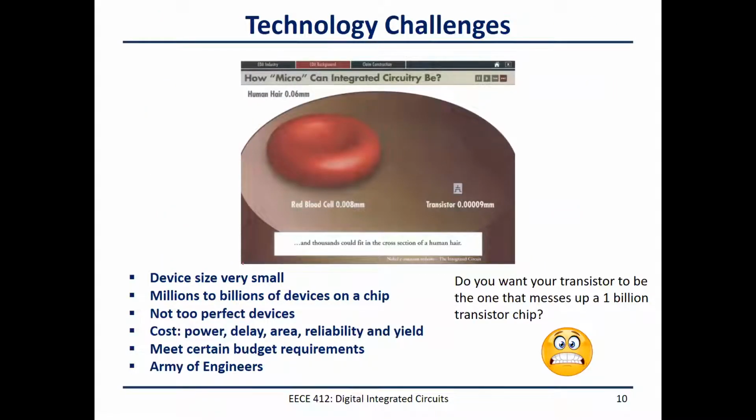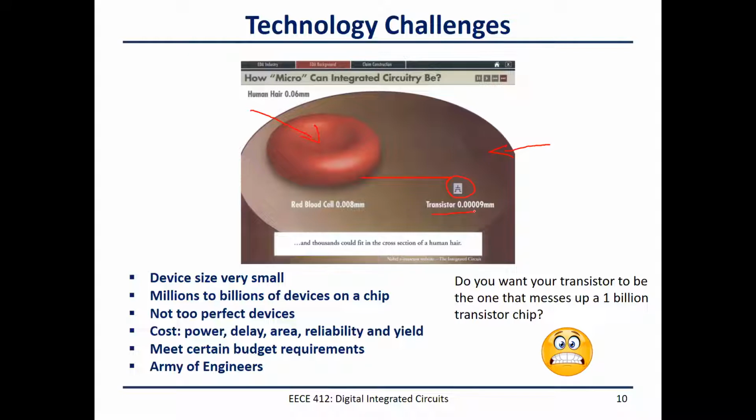Okay, let's look at this picture here. This big barrel that we have here is really a cross-section of the human hair. This red donut here is the red blood cell. And this gray thing here is the transistor. This is a transistor in 90 nanometer technology. Today, companies are already fabricating chips in 7 nanometer, and there is talk of 3 nanometers. So it is even 10 times smaller than this, or even more.